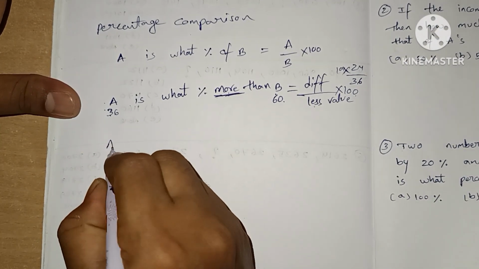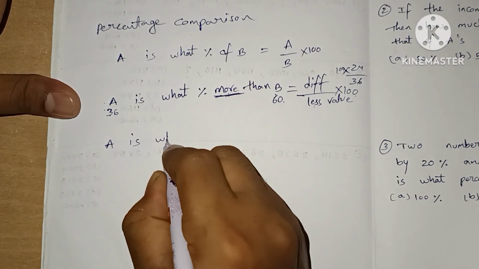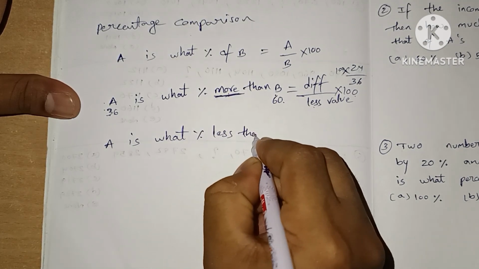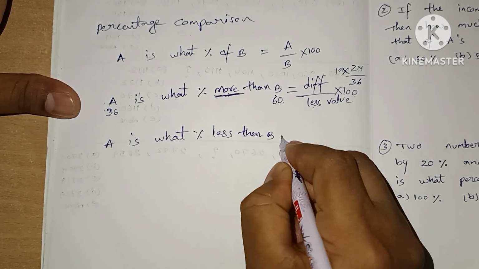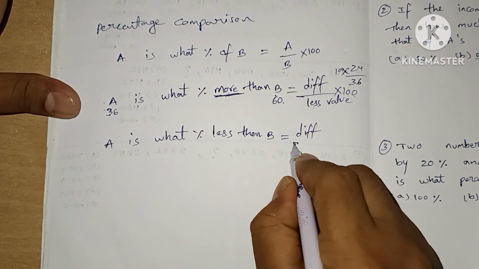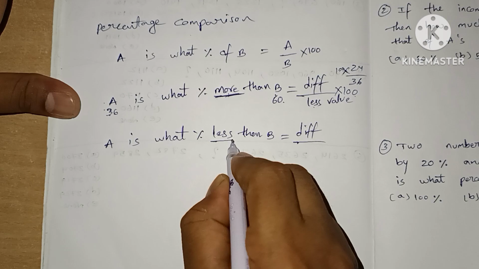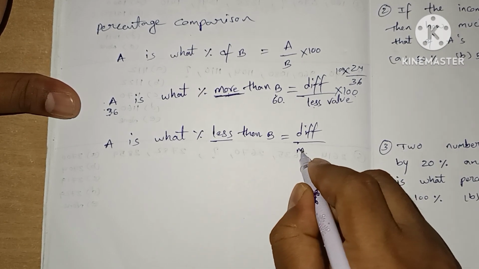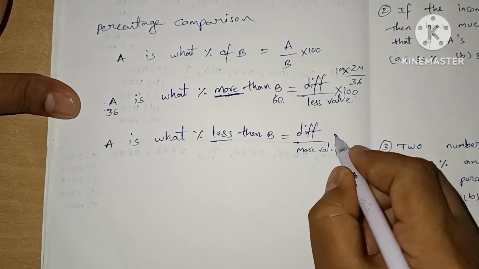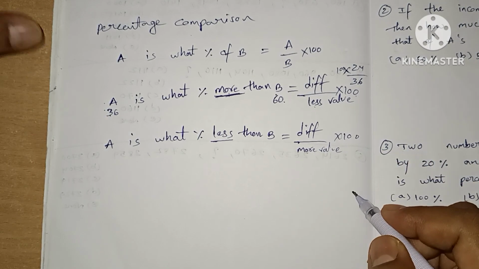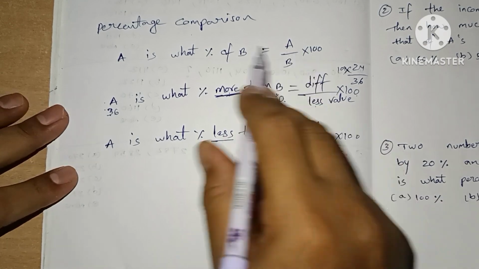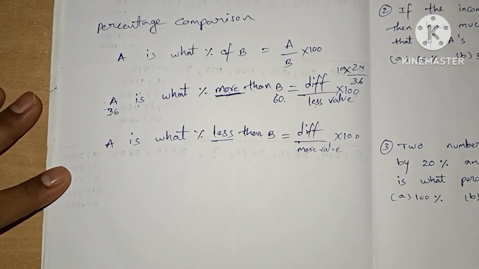Okay, so the third one is A is what percent less than B. Then the formula will be the difference between those two numbers, and here it is less, so we take the big value, the more value, into 100. So for today's questions, these are the most important formulas.